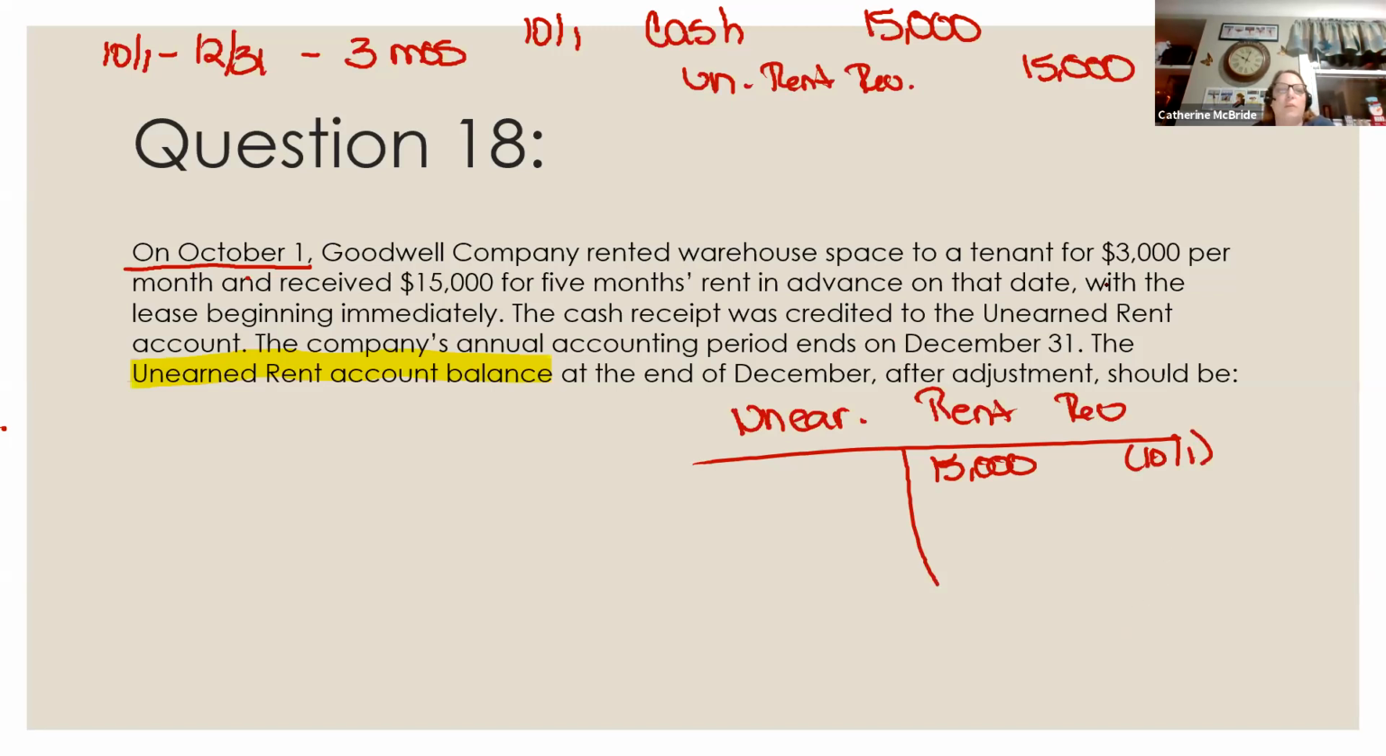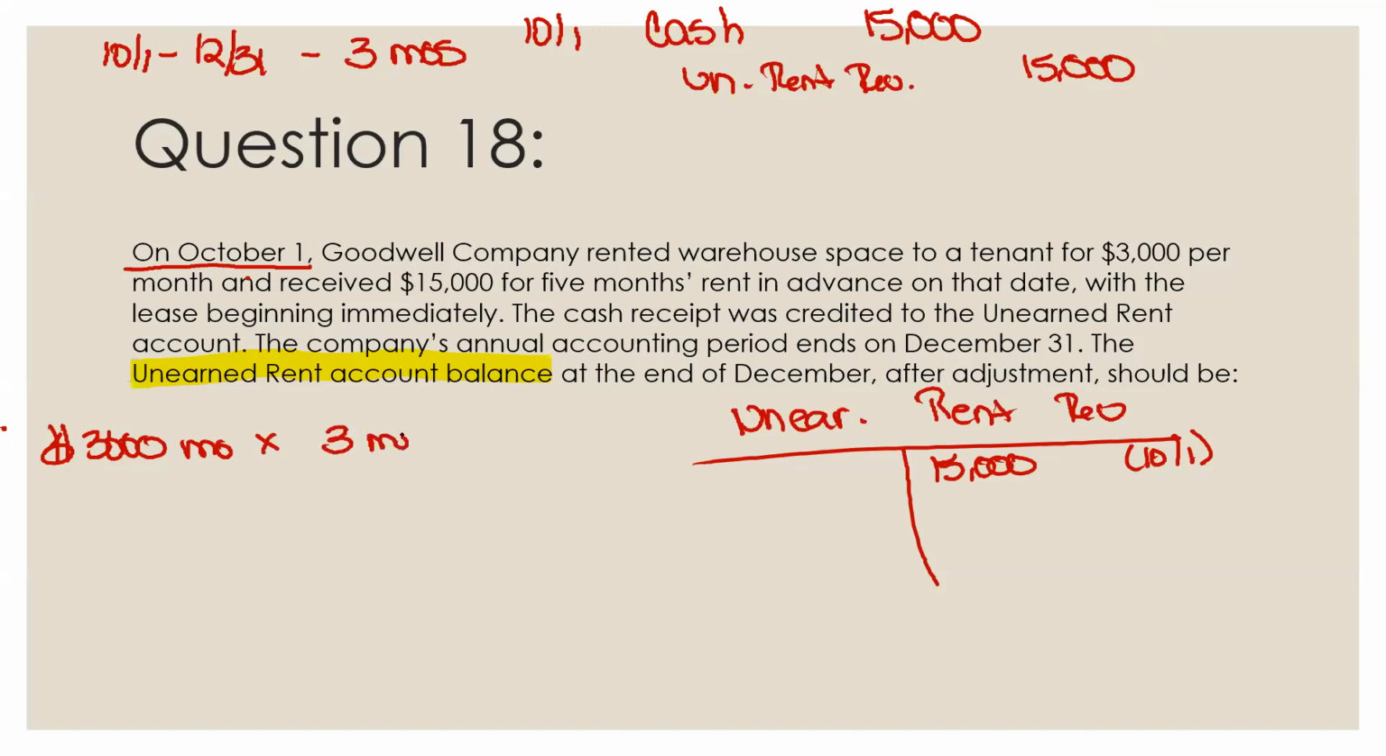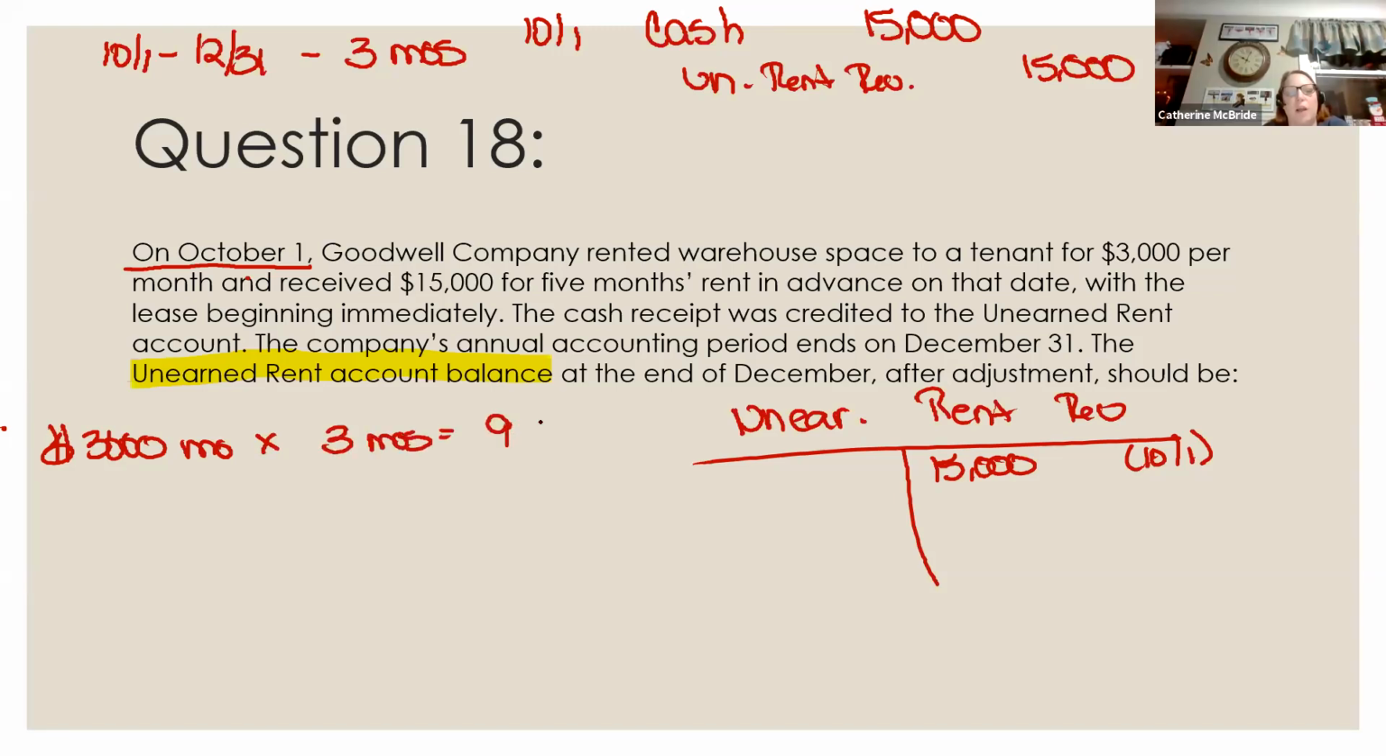Rented the warehouse space to a tenant for $3,000 per month. We want to know what is the balance in my unearned rent revenue account at the end of the year. So we have $3,000 a month for how many months? 3 months. So we have $9,000. We've earned $9,000 of the rent because they've used the space for 3 months.